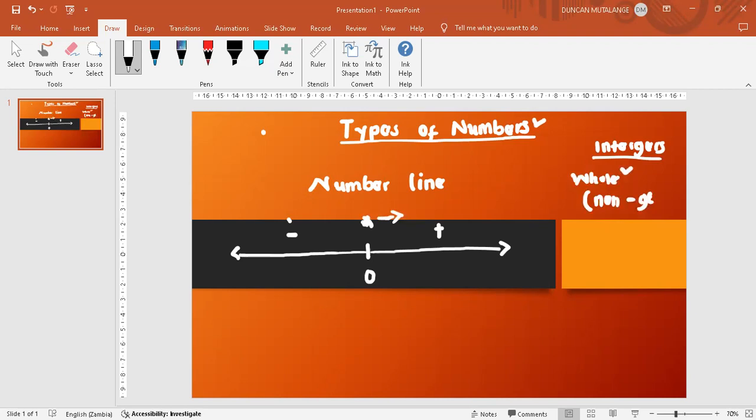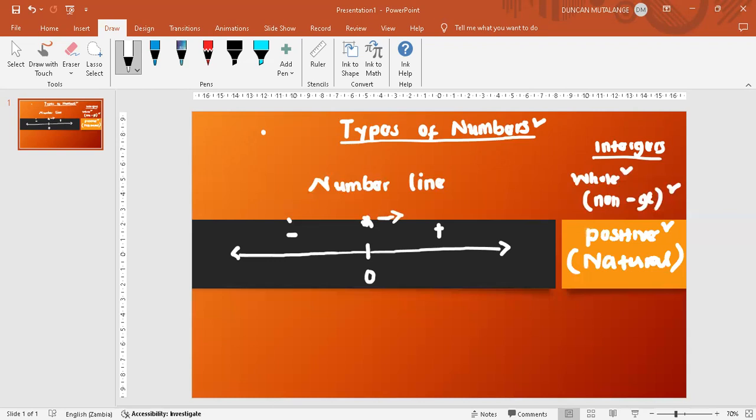Now, from the whole numbers, which are non-negative numbers, if we remove 0, we remain with what are called positive numbers. So positive numbers, which we are all familiar with, they're also called what? Natural numbers. So I hope you get the difference between positive numbers and non-negative numbers. Non-negative numbers include 0. Positive numbers do not include 0.